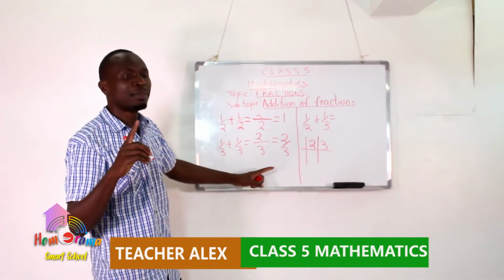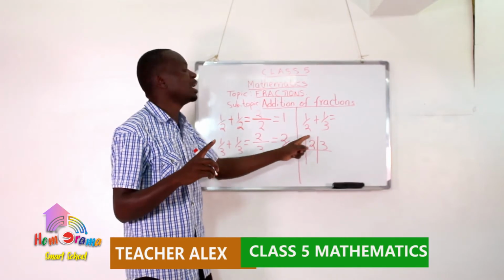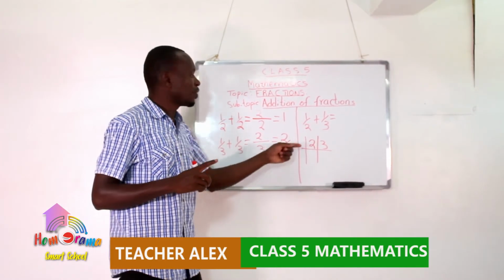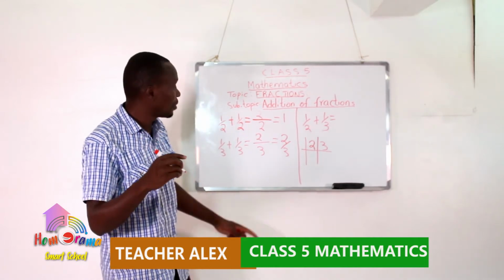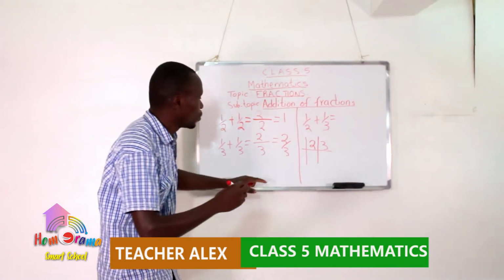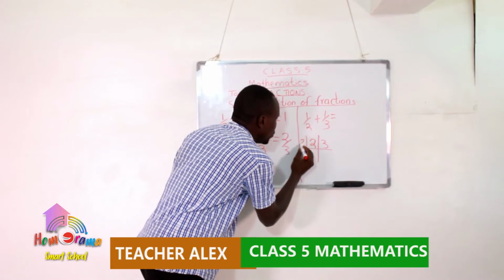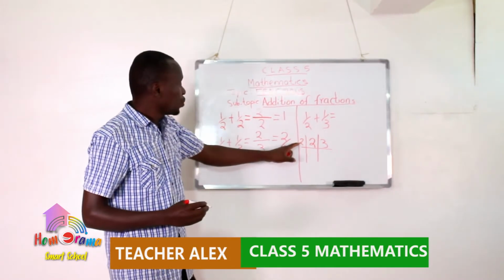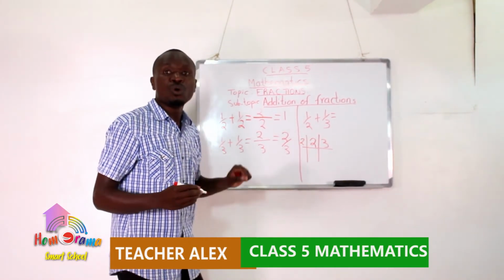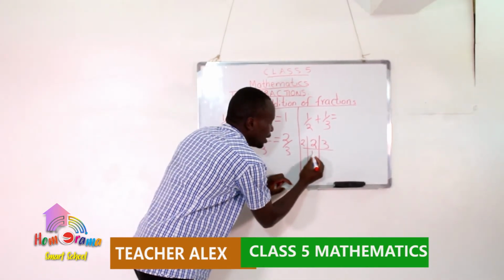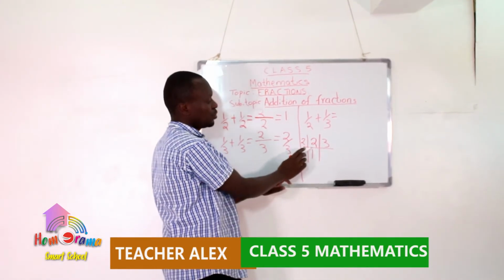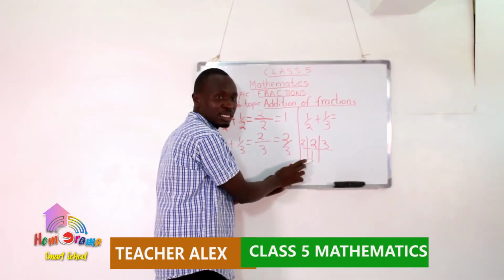So we look for the smallest number that can divide any of these numbers. Because our numbers are 2 and 3, the smallest number that we will use is 2. We will start with 2. 2 can divide 2. 2 divided by 2 is 1. So I write my 1 here.